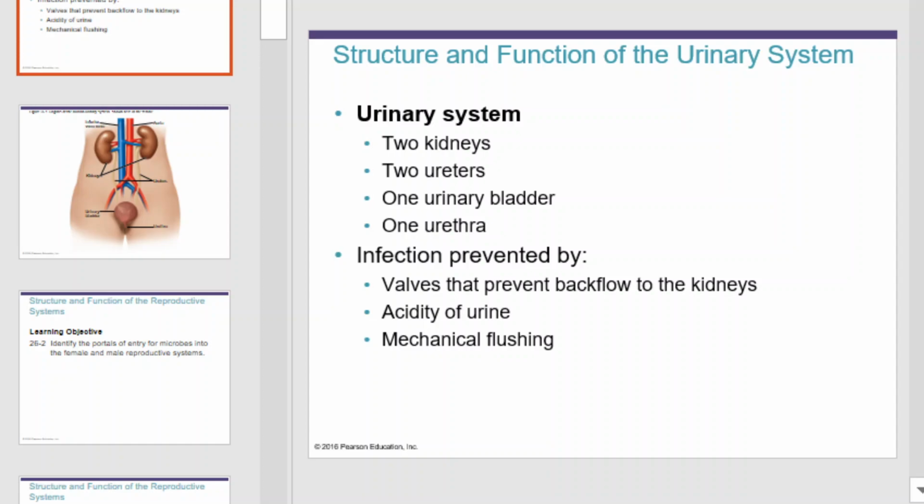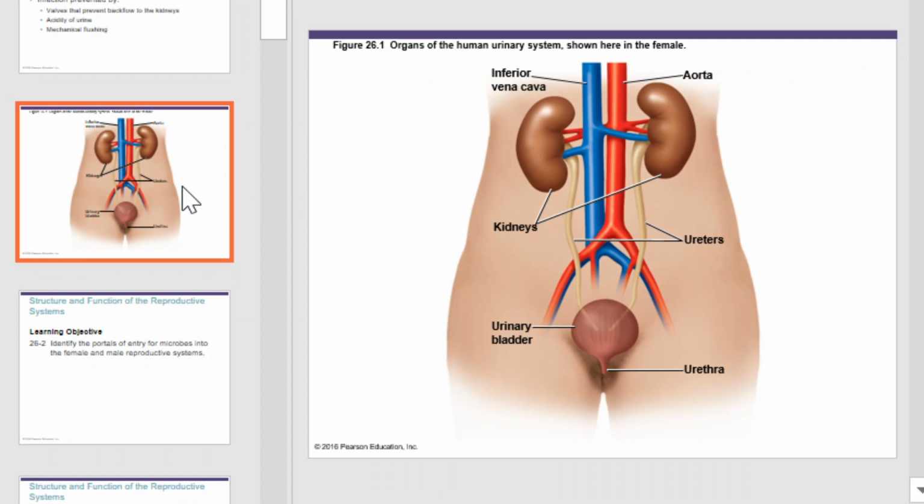First, before we get into diseases of the urinary system, we must review the basic components of this system. The urinary system is made up of 2 kidneys, 2 ureters, 1 urinary bladder, and 1 urethra. Infection of this system is often prevented by valves that prevent backflow to the kidneys, the acidity of urine, and continual and periodic mechanical flushing. This is a basic, rudimentary diagram of the working parts of your urinary system.